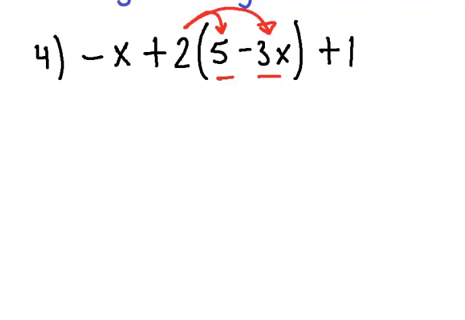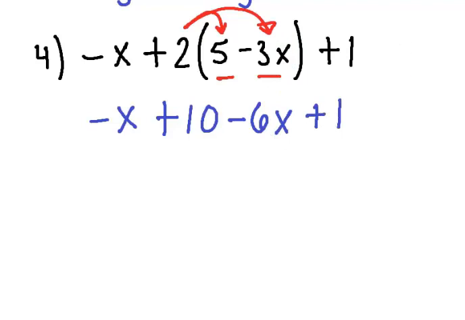If I do that, the answer I'm going to get is negative x, I copy it, and then I multiply. 2 times 5 will be 10 positive, and 2 times negative 3 will be negative 6. Now, what do I do with the x? I only copy it, and then I copy the rest of the things that are there. That's how you multiply things inside parentheses with a number outside.